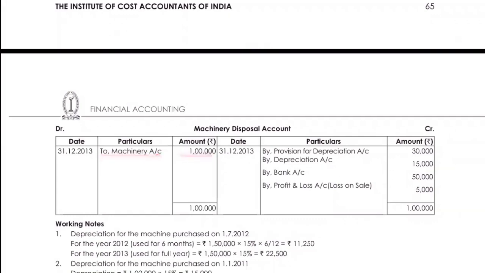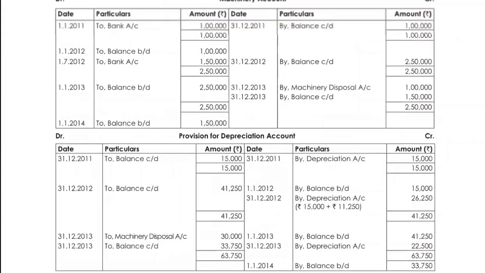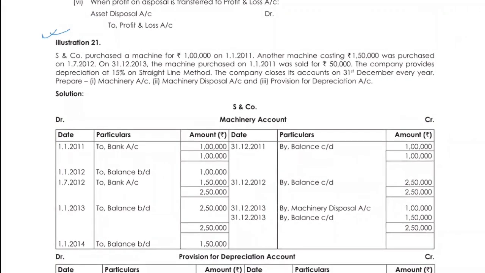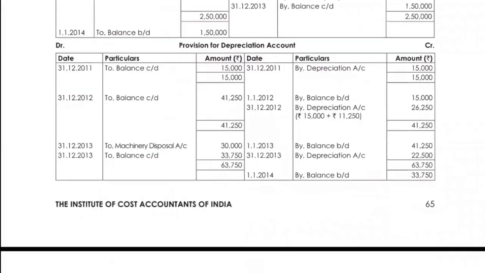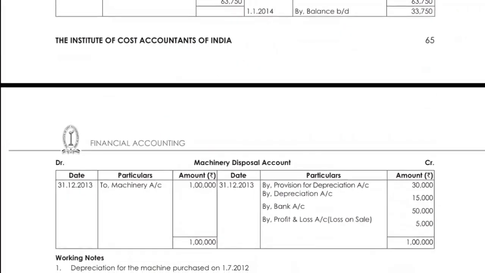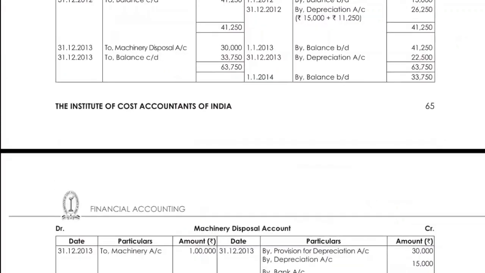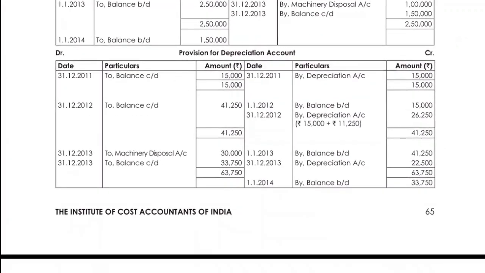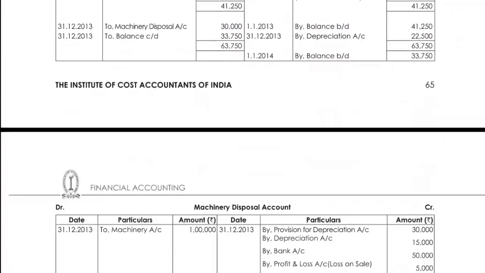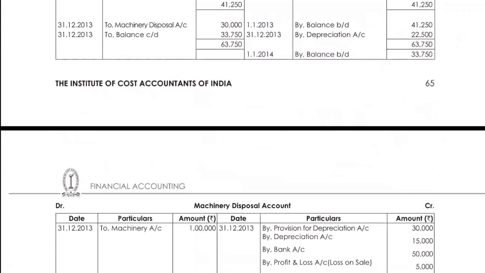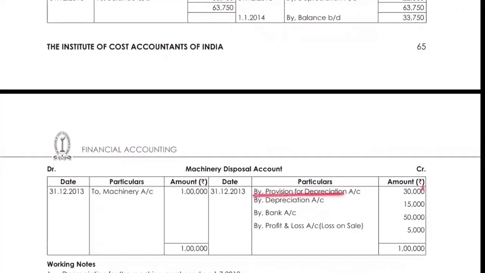Correct? Now it is sold on 31st 12 2013. Correct? So a depreciation will be there for the whole year. Correct? But there were depreciation in the previous year as well. See, this 15,000 plus this 15,000 was related to that machinery. Correct. So both these depreciations have to be transferred to the machinery disposal account. Now see, provision for depreciation 30,000. It is 15K plus 15K.